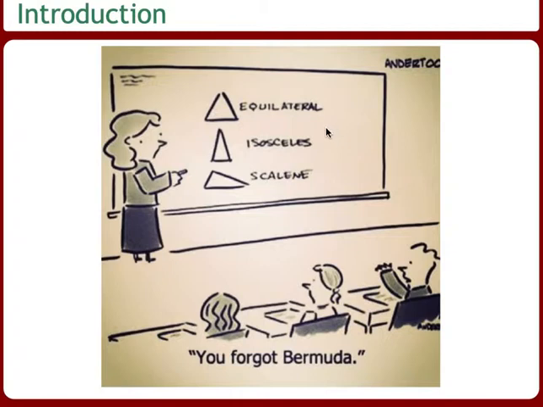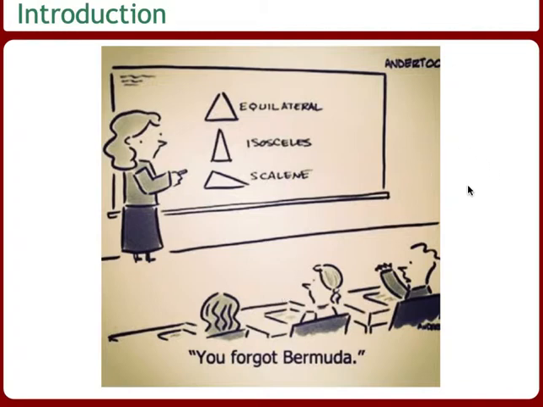So just a little cartoon to start things off. We got an equilateral, isosceles, scalene, and then the kid says, "You forgot Bermuda." You didn't know the Bermuda Triangle is a famous place in the Atlantic Ocean where it seemed like a lot of planes and boats disappeared. So look that up when you get a chance.